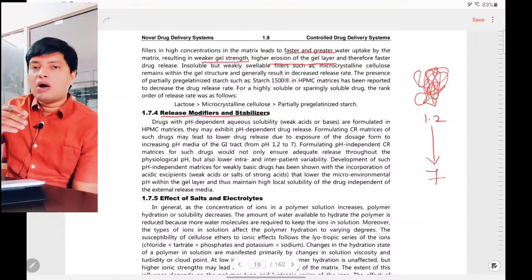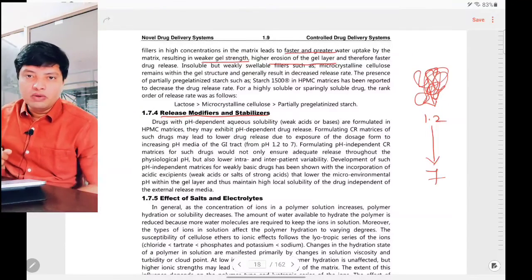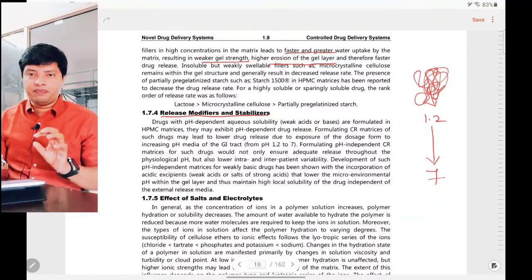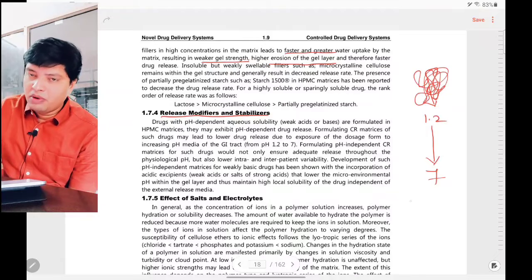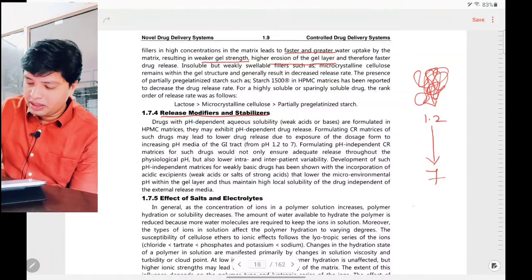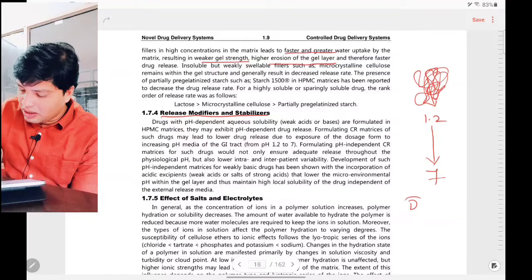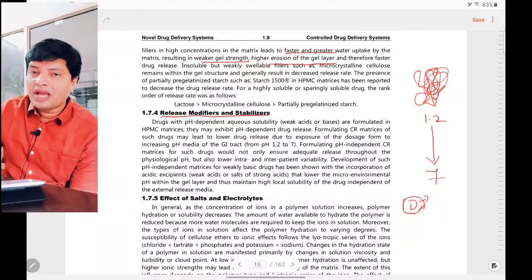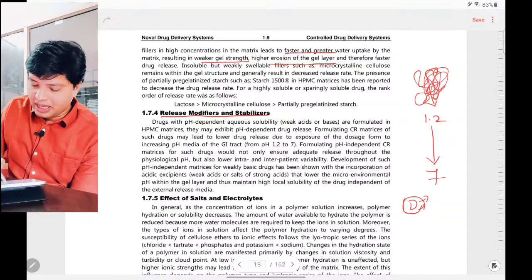Okay, so to overcome this problem, what we will do is try to change the microenvironmental pH of the drug. So the drug is soluble only in acidic pH, remember. Okay, I have a drug which is soluble only in acidic pH. So around this drug microenvironment, I will use acid soluble excipients here. Acidic excipients that are weak acids or salts of strong acids.